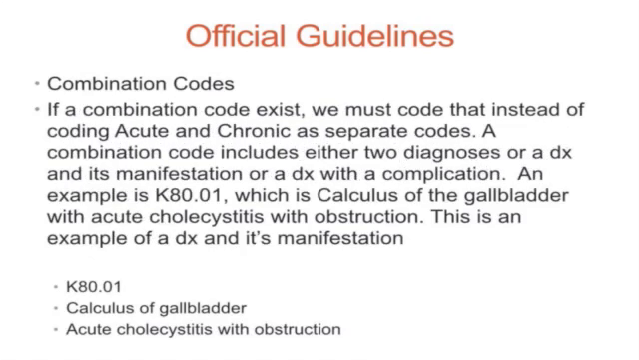Combination codes. If a combination code exists, we must code that instead of coding acute and chronic as separate codes. A combination code includes either two diagnoses, or a DX and its manifestation, or a DX with a complication. An example is K80.01, which is calculus of the gallbladder with acute cholecystitis with obstruction. This is an example of a DX and its manifestation.